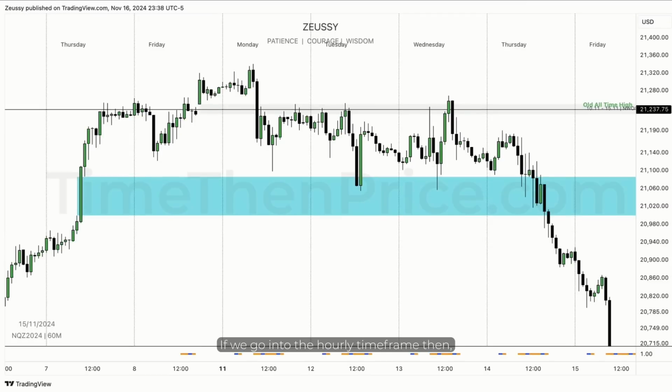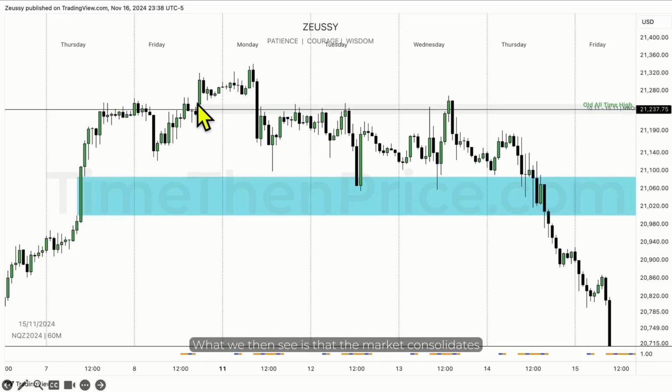If we go into the hourly time frame then, what I want you to see is the following. I have this new week opening gap, this gray box annotated. Next to that, I have this hourly BC annotated. The reason why is because these two ranges were for me the most important ranges last week. This new week opening gap displaced through that old all-time high price level.